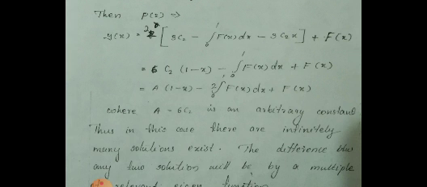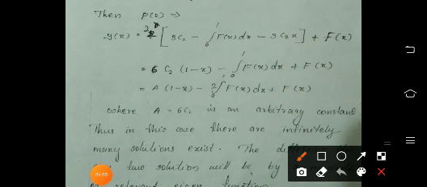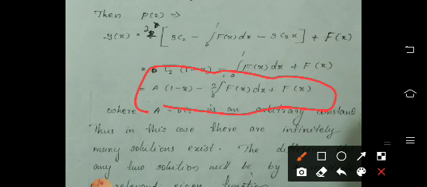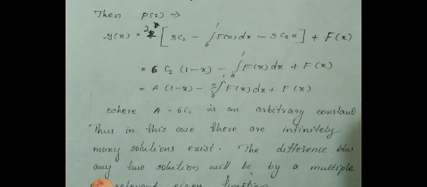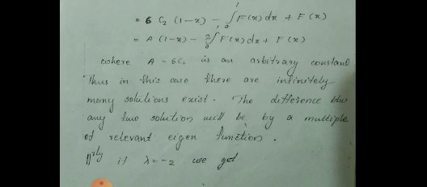From this equation, y of x equal to 2 into 3c2 minus integral 0 to 1 f of x dx minus 3c2x plus f of x, that equal to a into 1 minus x plus 2 into integral 0 to 1 f of x dx plus f of x. Here a is 6c2, an arbitrary constant.